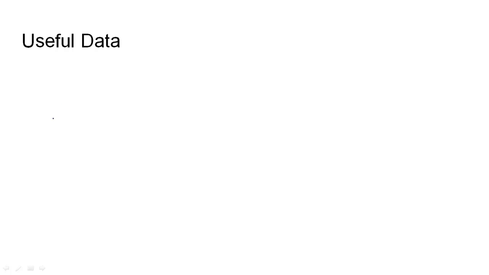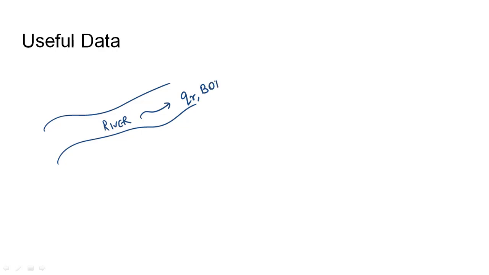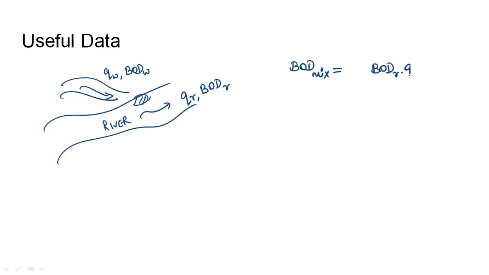So coming to the useful data, if we have a river stream which has a certain discharge QR and a certain BOD level BOD R, assuming a wastewater stream from a sewage comes into the river and gets deposited, there will be a mixing that will take place. So assuming the wastewater had a discharge of QW and a BOD as BODW, the BOD of the mixture of the sewage and the river would be equal to the BOD of river into the discharge of river plus the discharge of wastewater into BOD of wastewater, divided by the total discharge, that is QR plus QW.